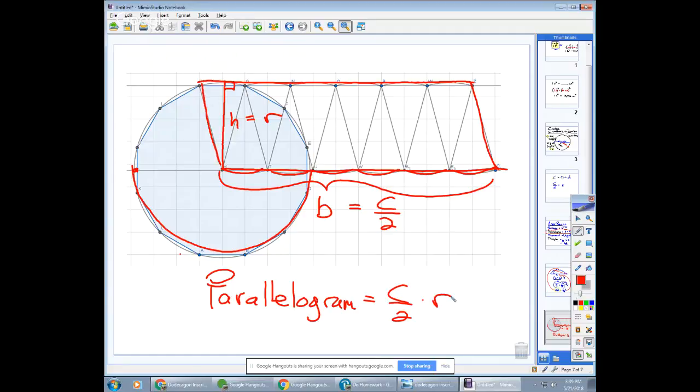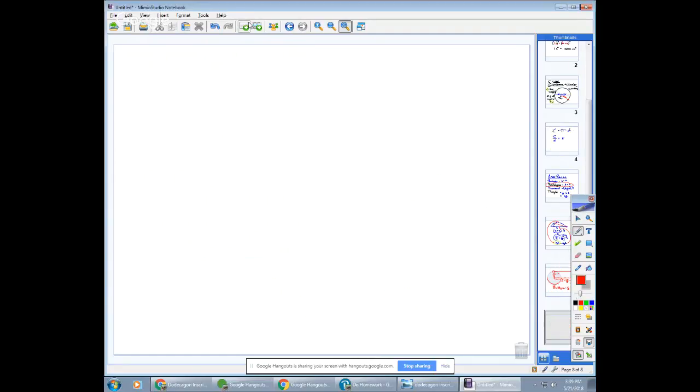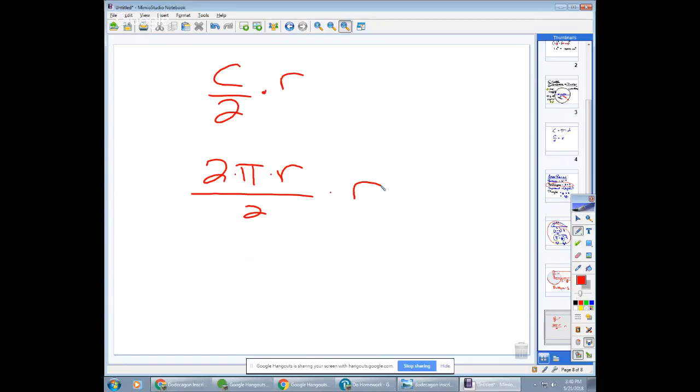2 pi r. So we're just going to replace that. Right now we have C over 2 times r. C is really 2 times pi times r. So we just drop that in where the C was. So we just did this replacement right there, that whole thing. Can we clean that up a little bit?